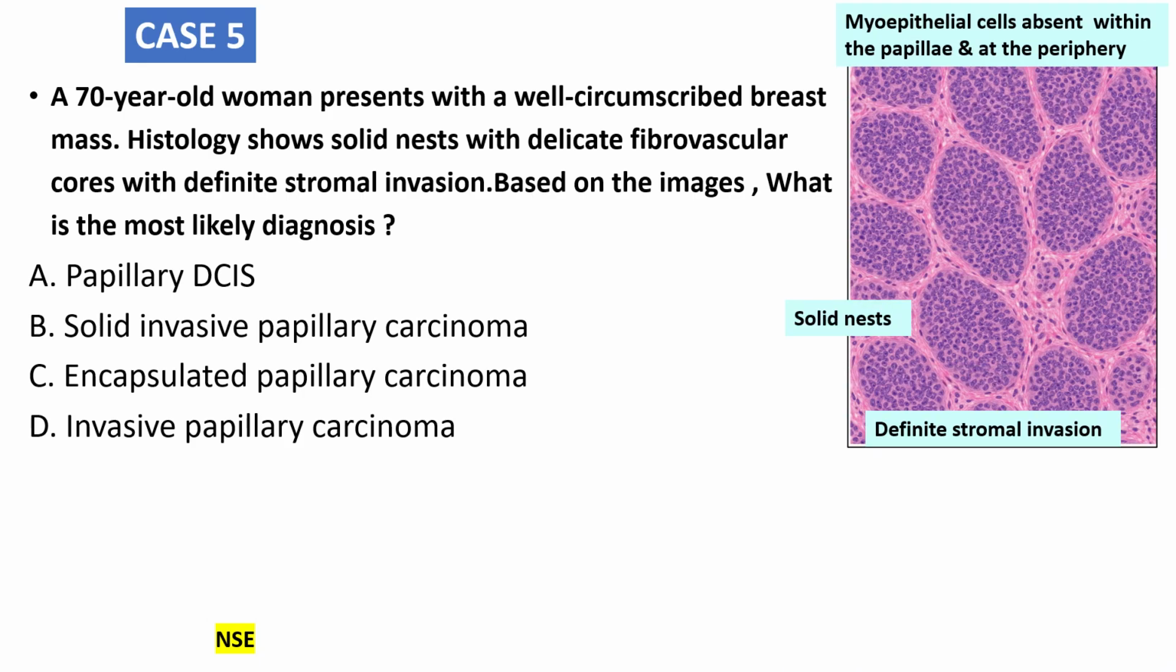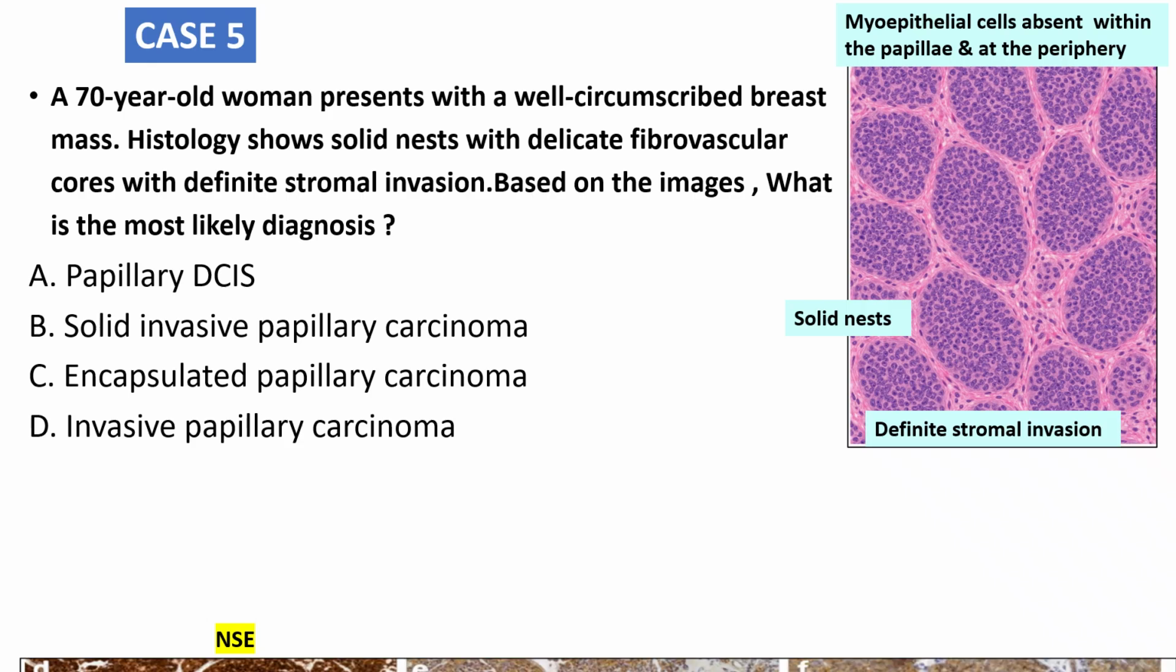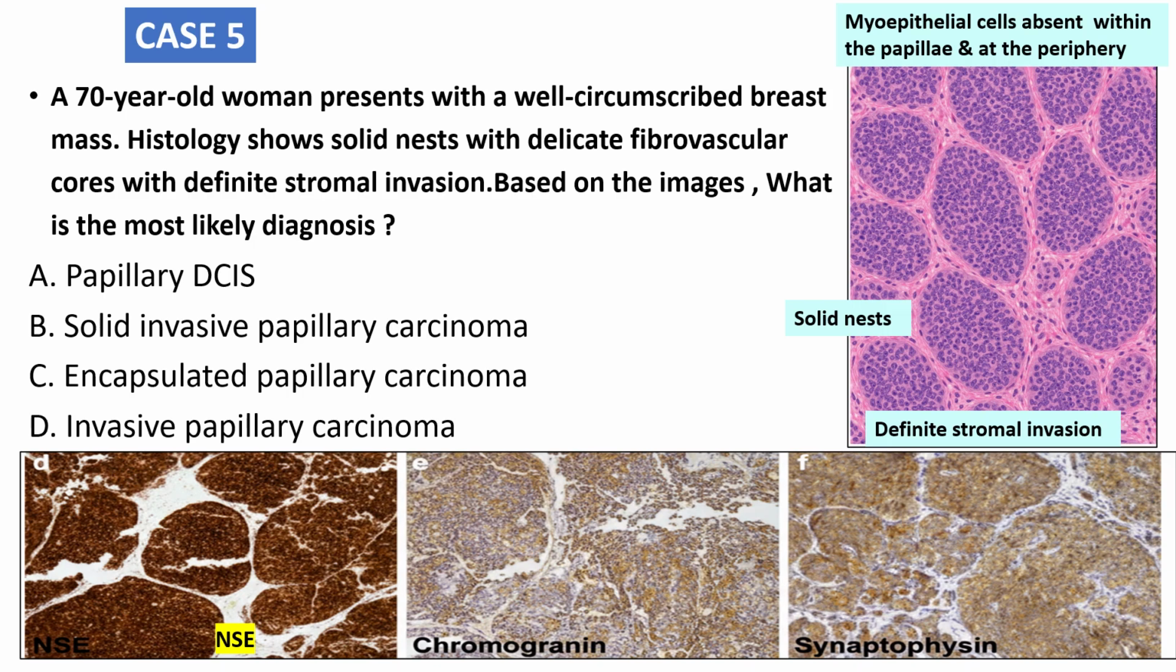No capsule, okay, and myoepithelial cells are absent within the papillae and also at the periphery. So it is an invasive carcinoma with definite stromal invasion. There is no capsule and the architecture is solid and there is lack of myoepithelial cells within the papillae and also at the periphery. And one more special feature of this solid invasive papillary carcinoma is it shows positivity for neuroendocrine markers like NSE, chromogranin and synaptophysin. So what will be your diagnosis? It is solid invasive papillary carcinoma.